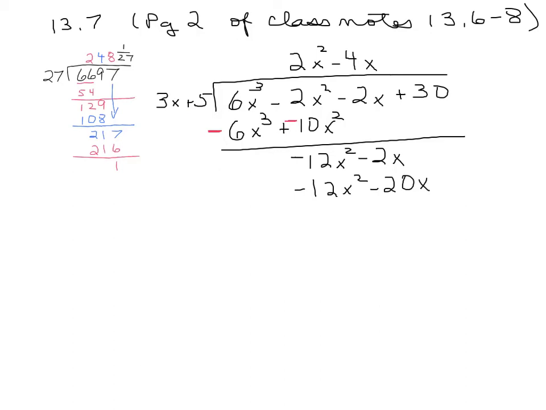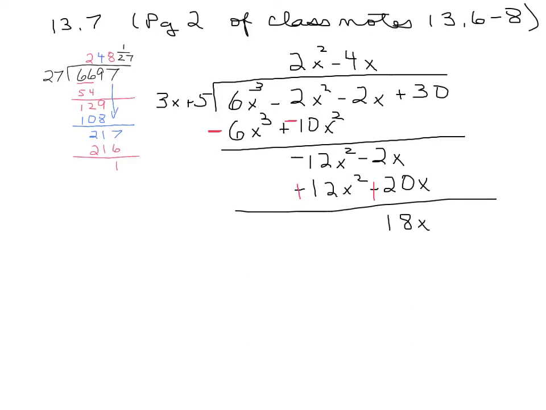20x. Now notice that for my quotient, I'm lining up my degrees. So x squared here, x squared here, x here, x here. Okay, now we remember that we are going to change the signs and add. So we get negative 12x squared plus 12x squared is 0, negative 2x plus 20x is 18x. So you want to be very careful to remember to do that.